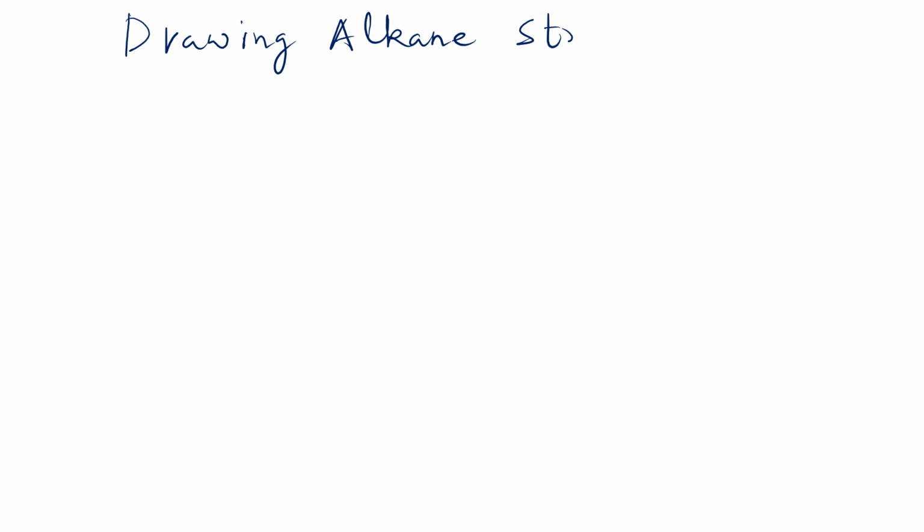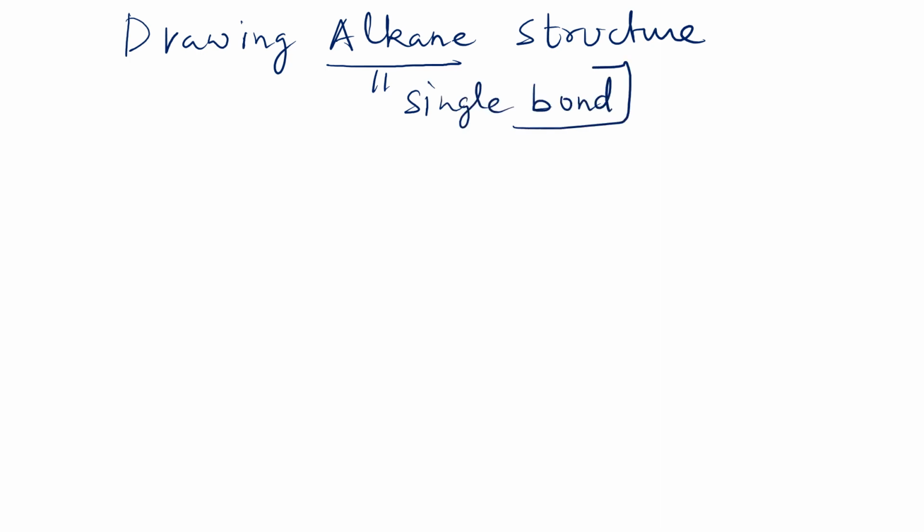Drawing alkane structures. In an alkane, it is always a single bond. So there is always a single bond between carbon and carbon. That's why we call them alkane hydrocarbons, because they contain single bonds. So we will study about them later in the next video.